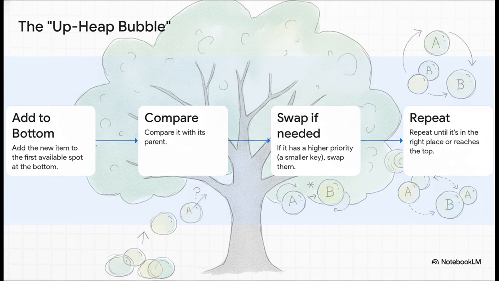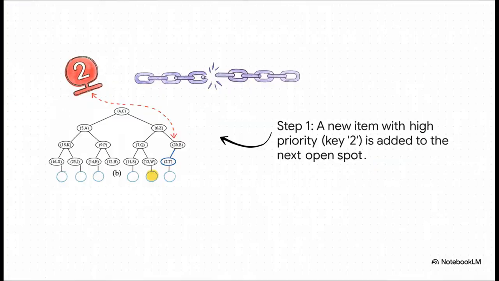The idea is simple. You just stick the new, super important item at the very end of the line in the first open spot. Then, it just bubbles its way up to the top through a series of really simple swaps until it finds its rightful home. Let's actually watch it happen. All right, here we go.